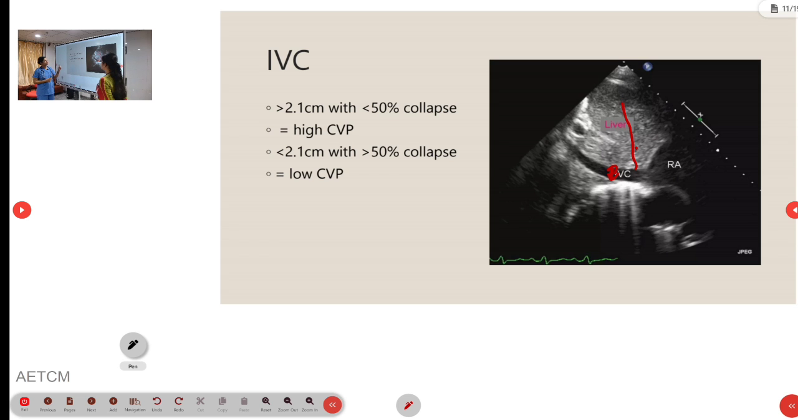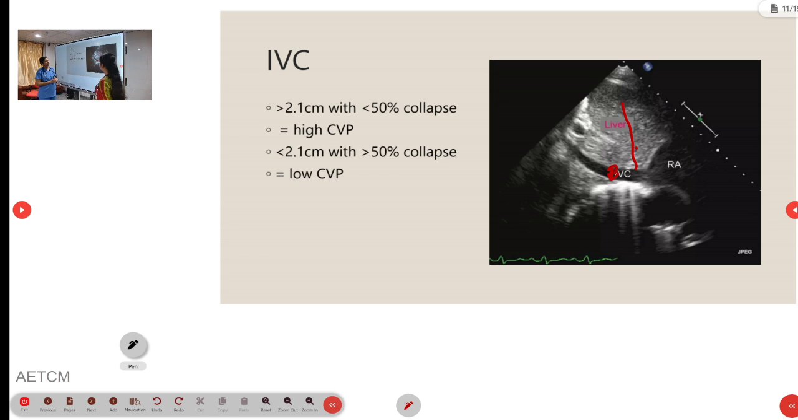So if it is more than 2.1 centimeter with less than 50% collapsibility, it means the IVC is almost full, that is, there is fluid in the intravascular volume. And if it is the opposite, that is less than 2.1 centimeter with more than 50% collapsibility, it is low central venous pressure, so we can give fluids.